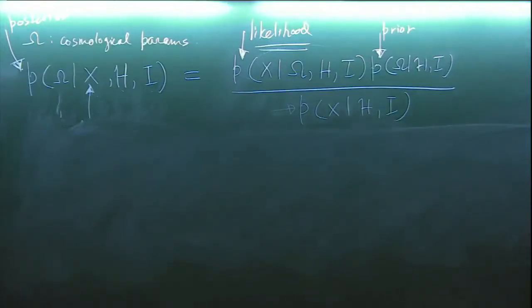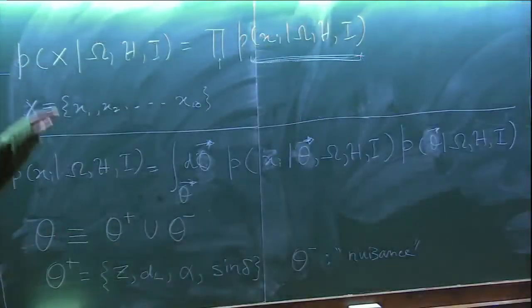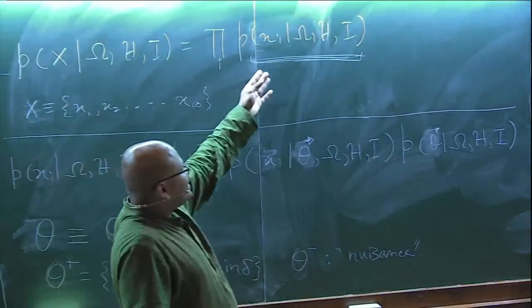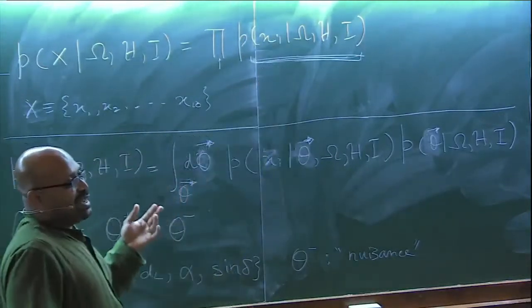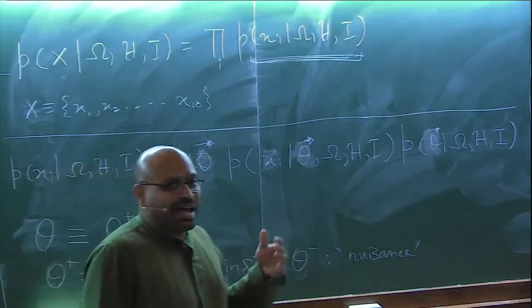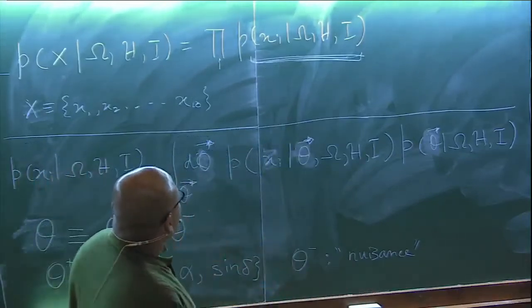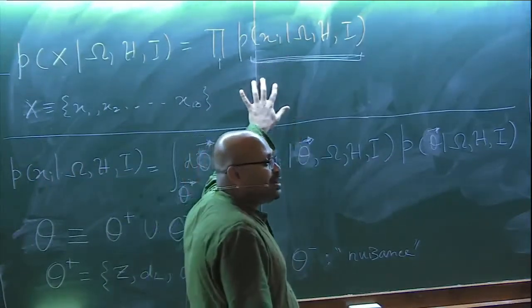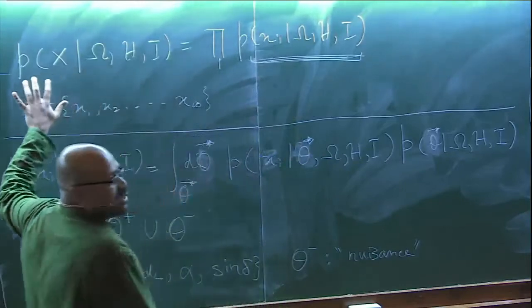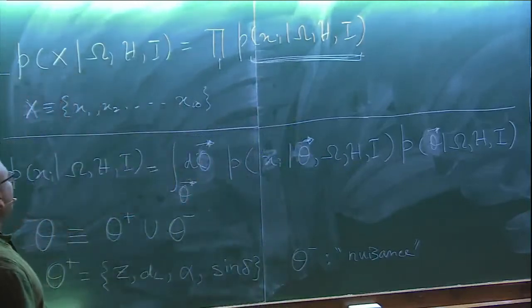Now, I said that for independent detections, for independent events, this likelihood factorizes as a product of the likelihoods. This is why we can take likelihoods and multiply them together. So one way of thinking about it is just taking the likelihoods, multiplying them together to get the joint likelihood, and then multiplying it by the prior to get the posterior distribution.